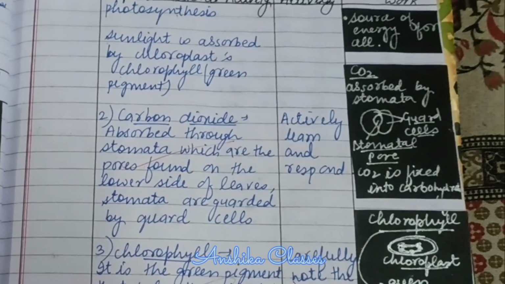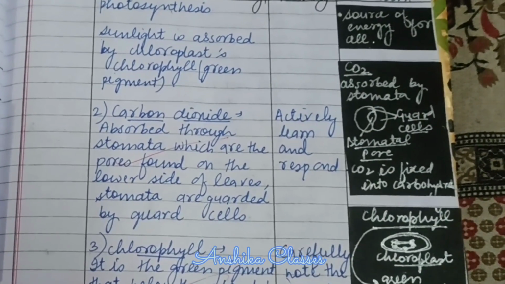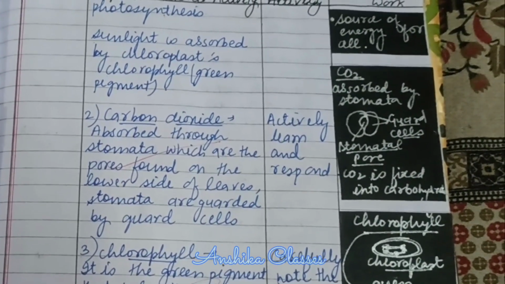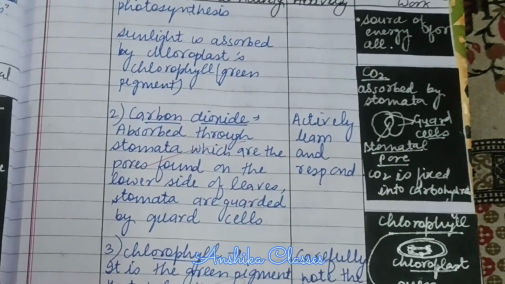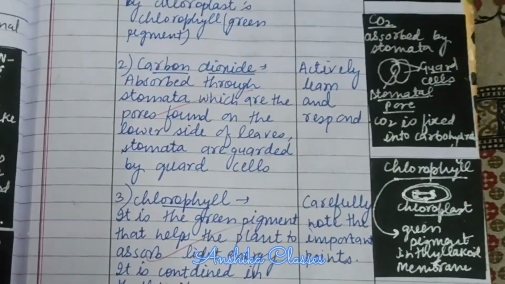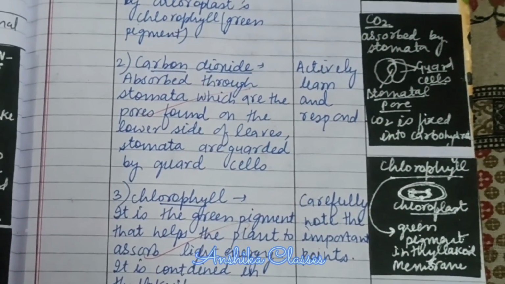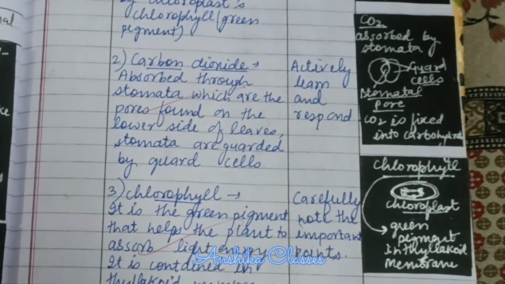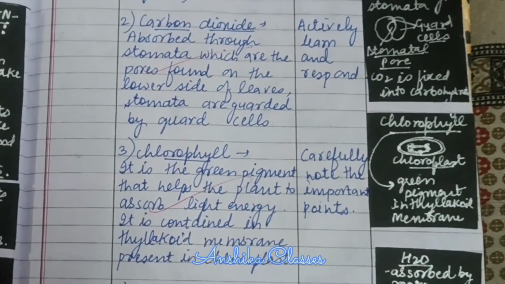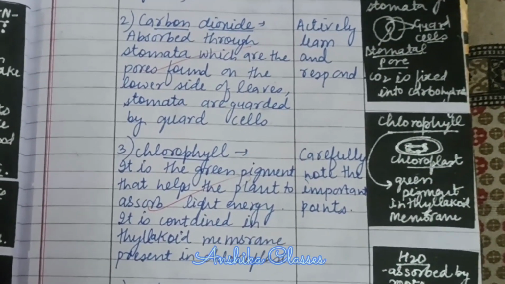Another raw material is CO2, which is absorbed by stomata. Stomata has two guard cells and a stomatal pore from where the gaseous exchange takes place. CO2 is fixed to carbohydrates, which is the glucose. Stomata are mostly present on the underside, which is the lower side, and are protected by the guard cells.